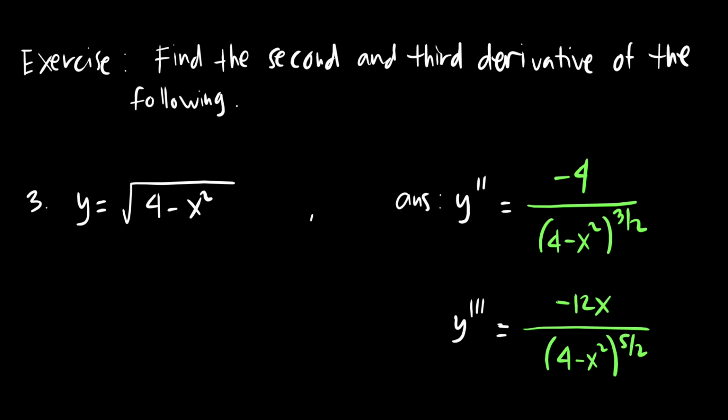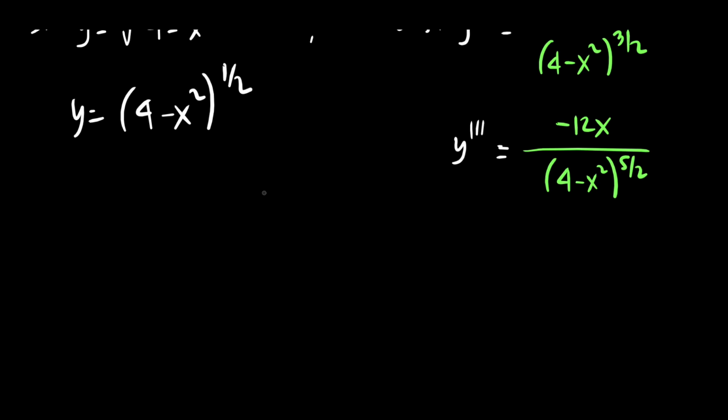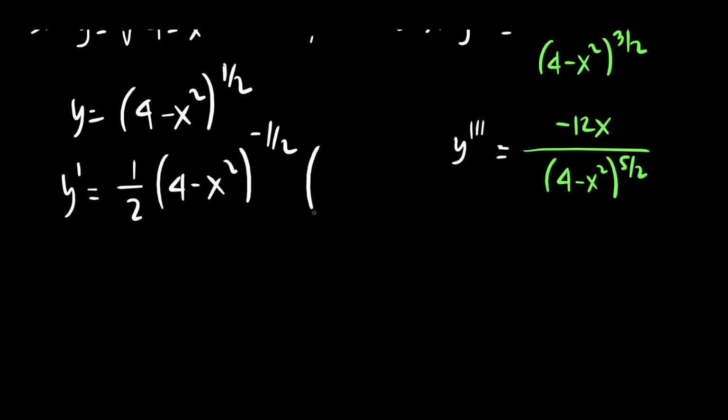Number 3, so y is equal to the square root of 4 minus x squared. So we will find its second derivative and third derivative. So let's solve. For this one, we will transform it into exponent form: 4 minus x squared raised to the power of 1 half. So we'll get its first derivative. So y prime is equal to 1 half multiplied by, just copy, 1 half minus 1 is just equal to negative 1 half. So the derivative inside is negative 2x.